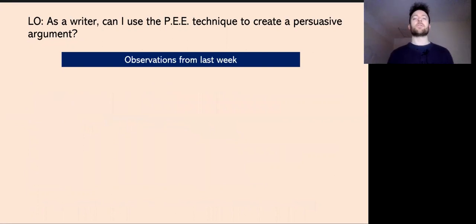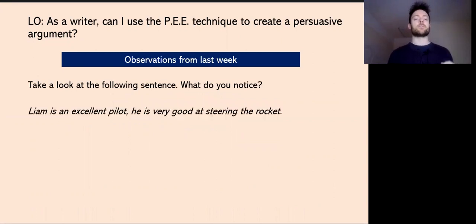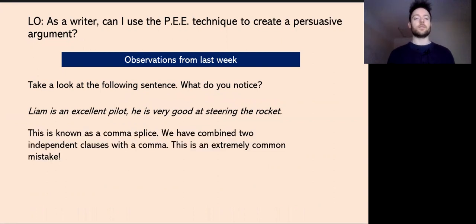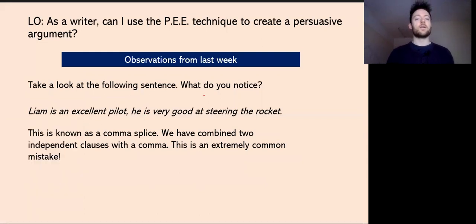Now, just a couple of observations from last week, things that I picked up on that were quite common issues, okay? So take a look at the following sentence and tell me, what do you notice, okay? So pause the video here. What do you notice about this sentence? Right, welcome back. So hopefully you have identified that we have combined 2 independent clauses, okay? And this is known as a comma splice, okay? So we have a comma here that's linking 2 independent clauses.